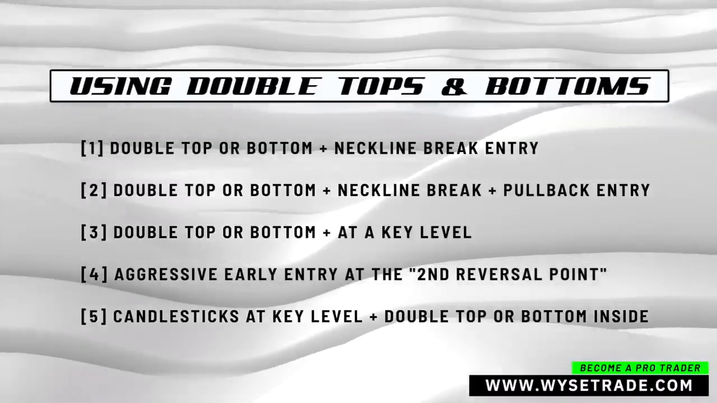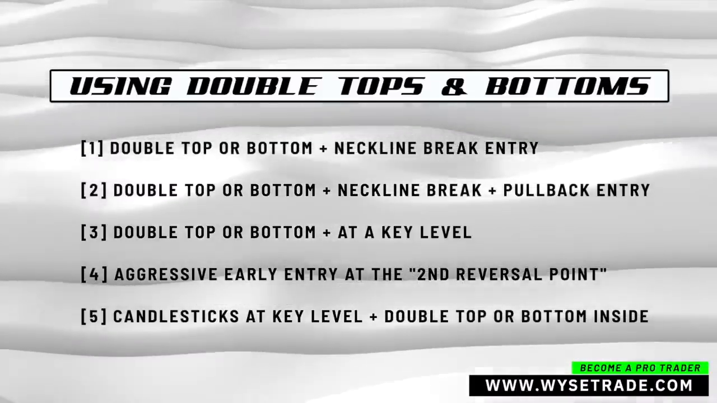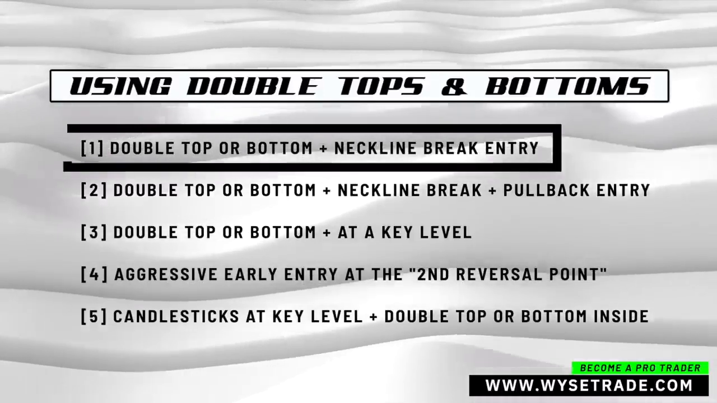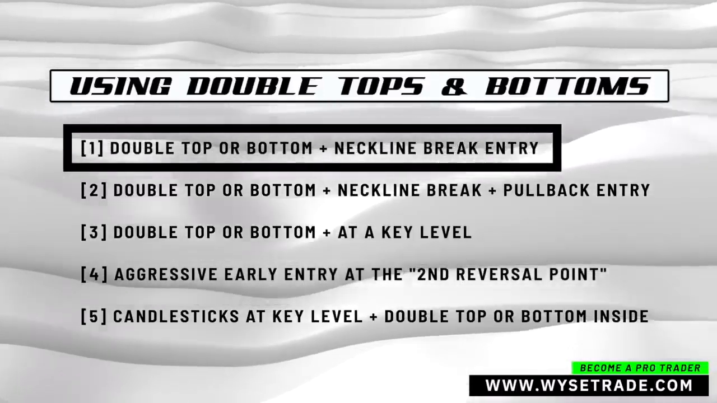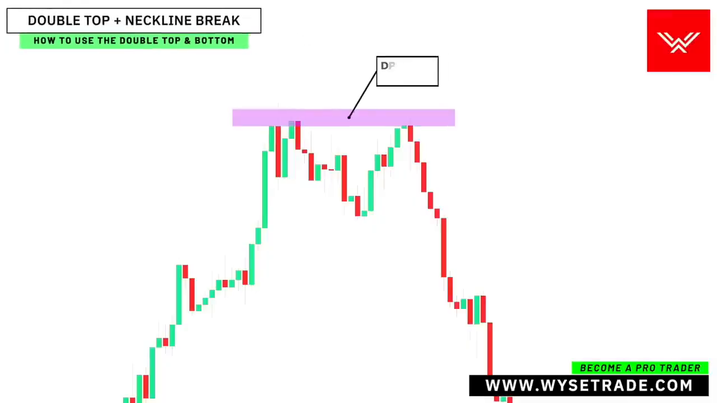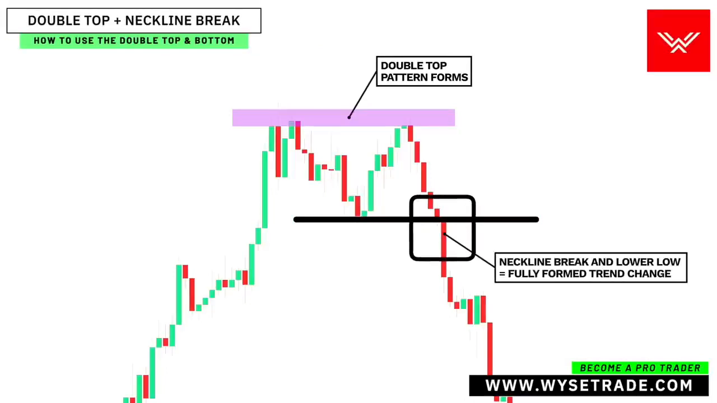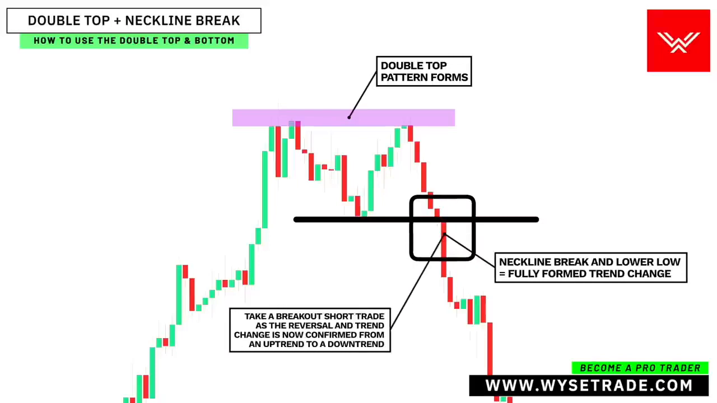So, here are the best ways to use the double top and double bottom pattern. Starting with the first, which is a neckline break entry. You have your double top pattern that forms. This reversal point between gives you your neckline. Once price breaks the neckline and makes a lower low, you have a fully formed trend change. You would then take a breakout entry short after the neckline break, as the reversal and trend change is now confirmed from an uptrend to a downtrend.